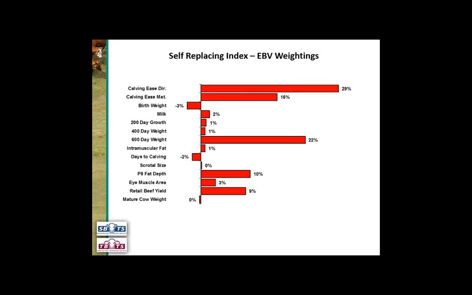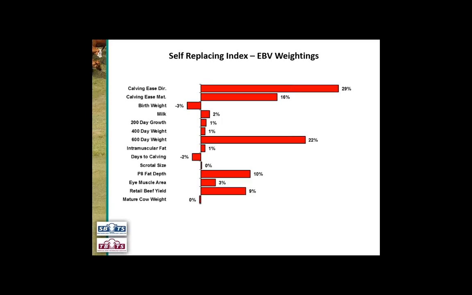What I didn't say there is that birth weight, for example, in this index has a -3% weighting, so it's trying to hold birth weight constant or even decrease it a little bit. Days to calving also has a -2%, and that may be a little bit confusing, but the way the days to calving EBV works is that the more negative it is, the more favourable it is. So that's why days to calving in this index, the female fertility trait, has a negative weighting. The negative weighting is favourable.